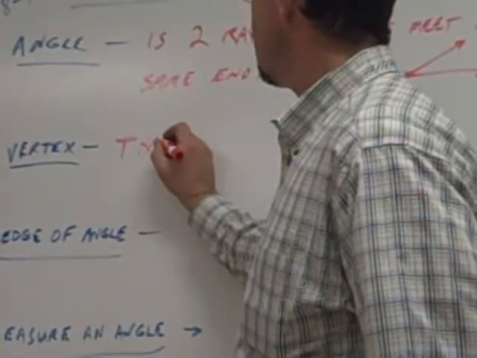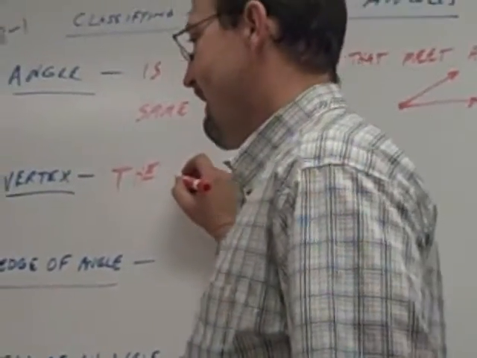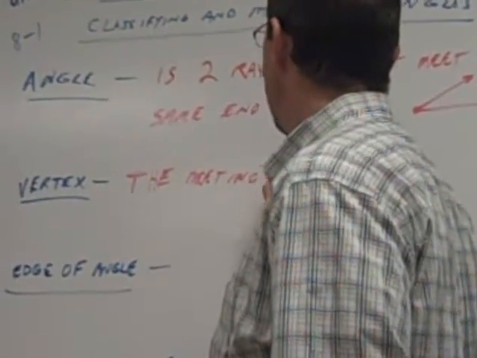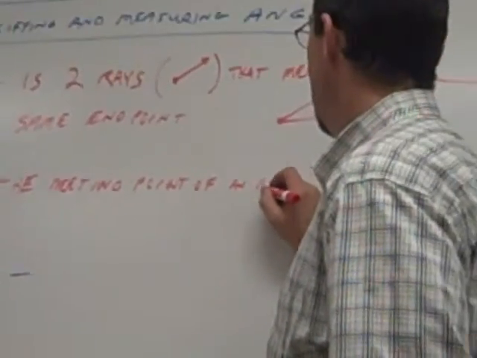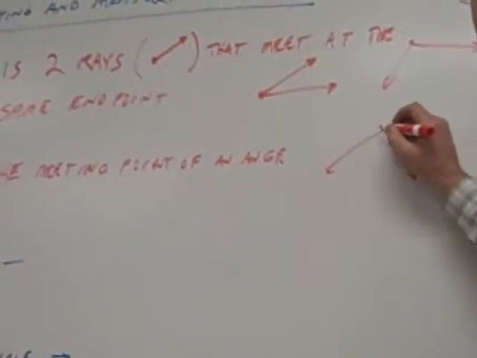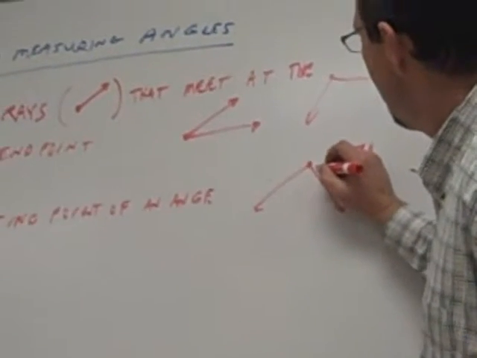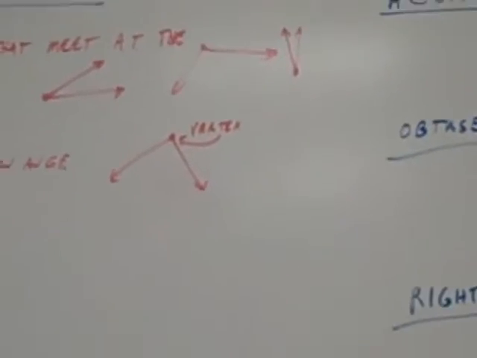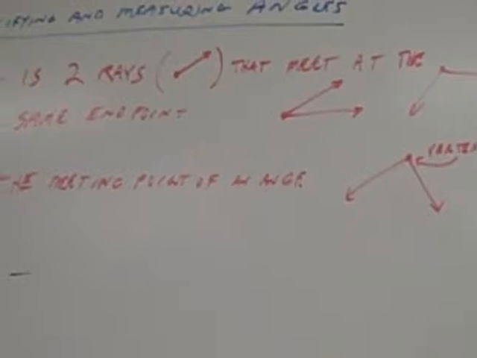Vertex is the meeting point of an angle. So you are technically correct, Matt. It is the end point of the angle, or the end point where the two rays meet. It is that spot.